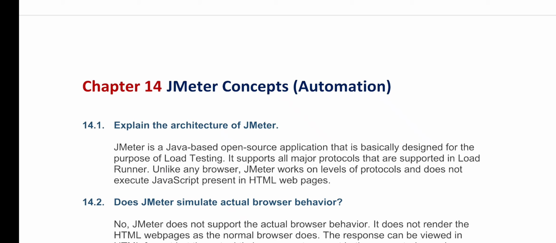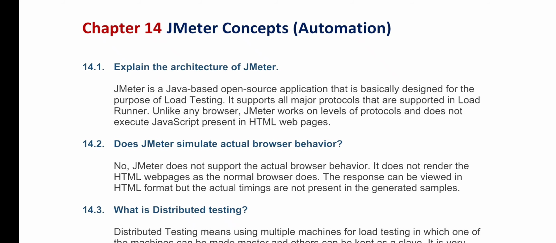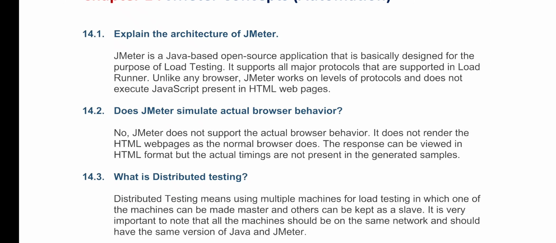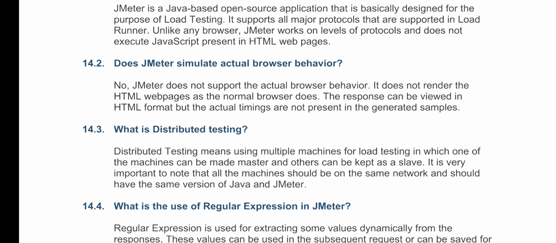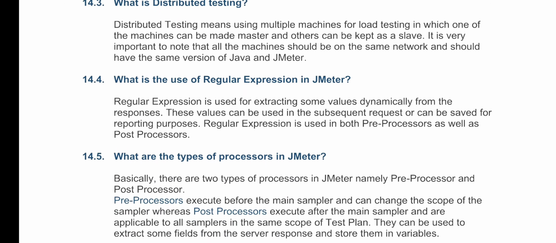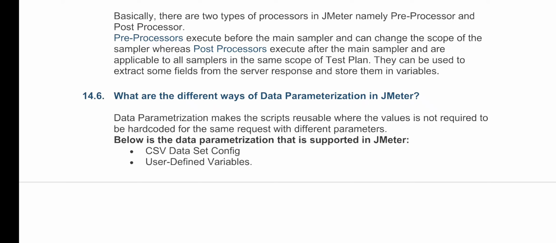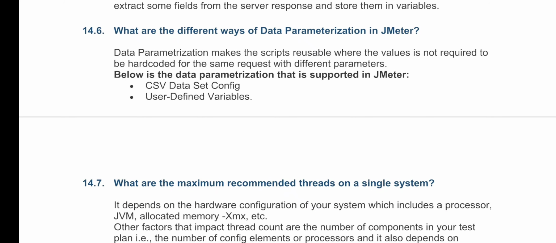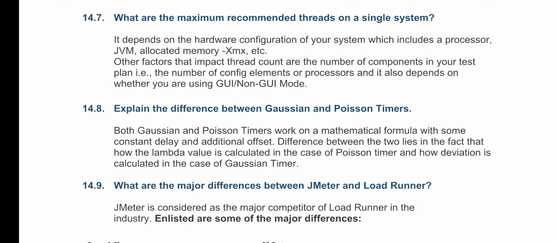Okay, and in chapter 14 we have discussed the JMeter concepts. Okay, explain the architecture of JMeter. Does JMeter simulate actual browser behavior? What is distributed testing? What is the use of regular expression in JMeter? What are the different types of processes in JMeter? What are the different ways of data parameterization in JMeter? What are the maximum recommended threads on a single system?